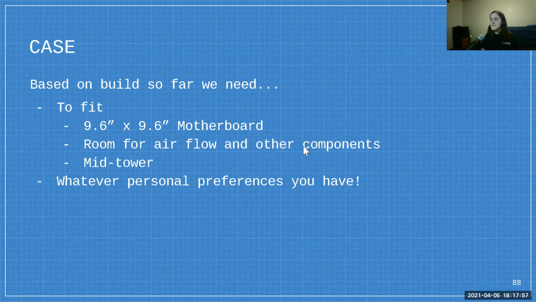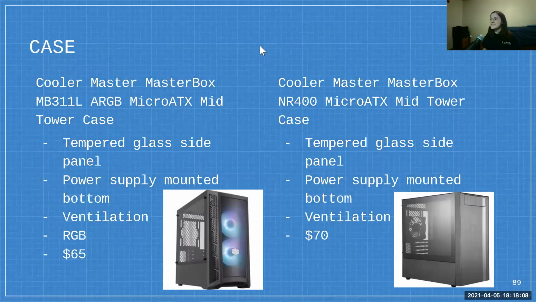And then the other thing that depends on the case is, of course, stuff like ventilation. But really, this is just your chance to do whatever you want. There's probably a case out there for whatever you want to do. So let's go ahead and look at two cases in our price range. They're both Cooler Master brand. But we have the MB311L versus the NR400, and they're both micro ATX mid-tower cases. They both have a tempered glass side panel.